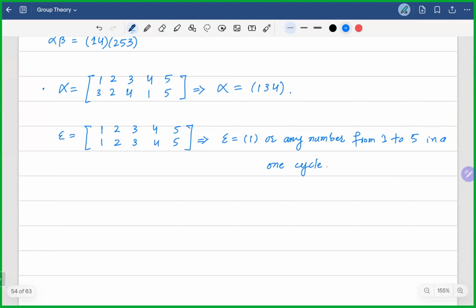Okay, perfect. This was the cycle notation.